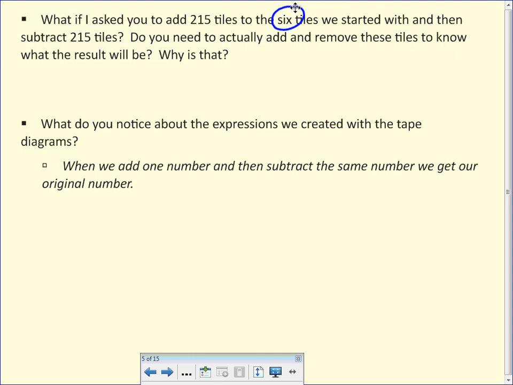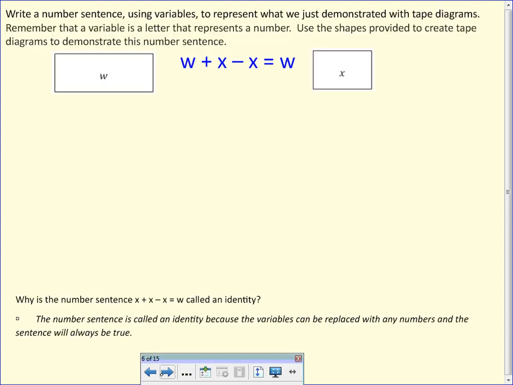Whenever we have a number, if we add and take away the same number, we're back to our original number. Exactly. So is this going to work no matter what the number is? So instead of using numbers, let's use our variables.